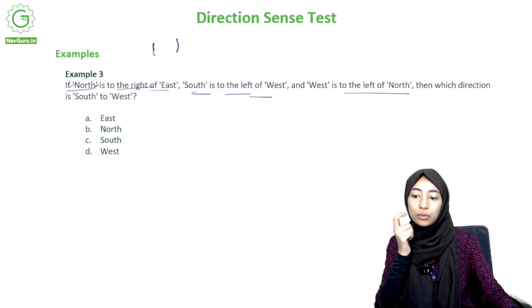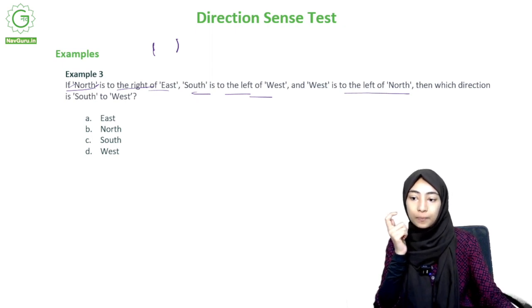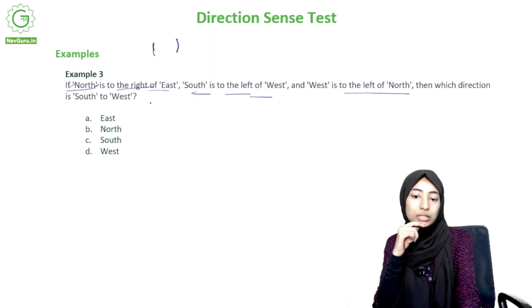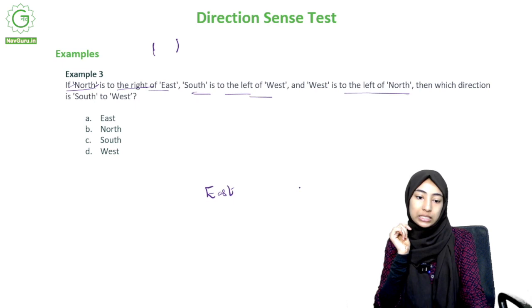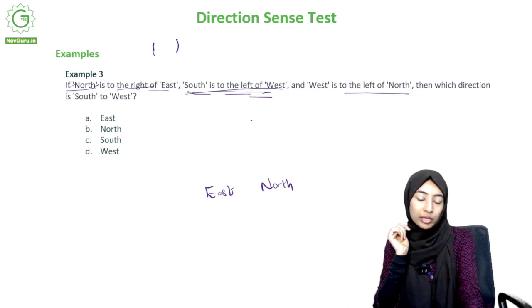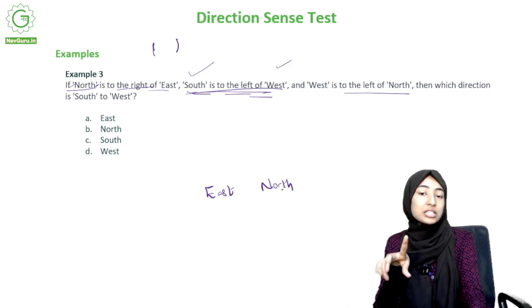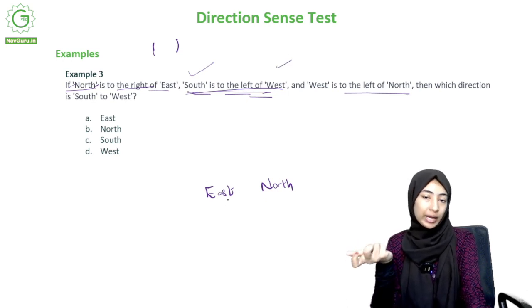So basically what we need to do here is that north is to the right of east. So draw east, draw north to its right. This is the right of east, right? So just draw north to its right. South is to the left of west. Let this stay because we don't really know where to bring it, right? Because south and west, but where do you draw it in this picture? We don't know, because in this picture you only have east and north.